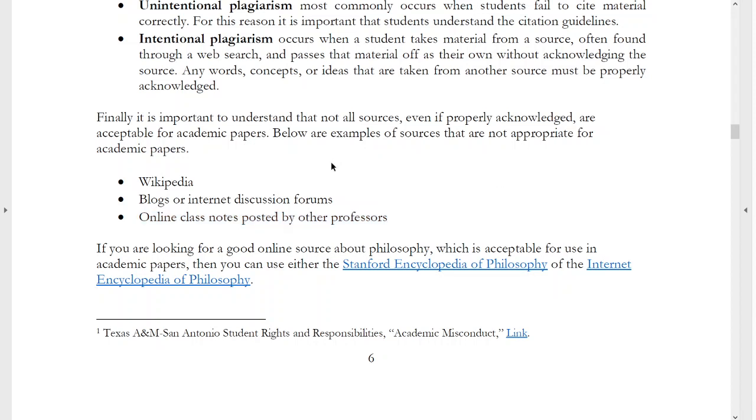The reason, again, Wikipedia is not allowed is because in an academic context, we only want peer-reviewed materials. While Wikipedia is actually a great website, it just doesn't meet that standard. But if you want to find a source that will give you a little more explanation about any philosophical topic, I would recommend either the Stanford Encyclopedia of Philosophy or the Internet Encyclopedia of Philosophy. The Internet Encyclopedia of Philosophy is a little more geared towards beginners, so that might be your first place to go, but I do recommend both of those.